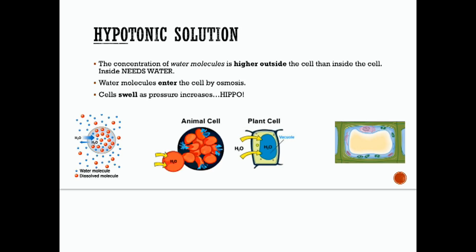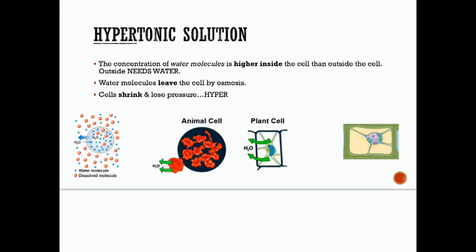I remember it: hypo kind of sounds like hippo, and hippos are huge, right? So if a cell is in a hypotonic solution, okay, and if water keeps moving into the cell, it's going to be like a hippo, humongous, and hopefully eventually it will level off and get back to that isotonic rate.